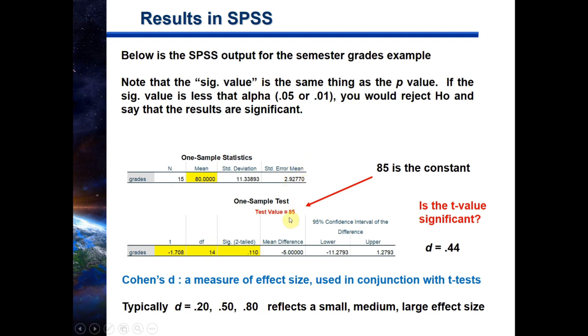Now, let's look at this one, because this one gives you the actual results of your t-test. Here, the test value, remember that's what SPSS calls the constant. So 85 is the constant. And these are the actual results of the t-test. Your t-value is negative 0.71, 14 degrees of freedom, and the sig value, which is the same thing as the p-value, that's the probability of making a type 1 error if you reject H0.